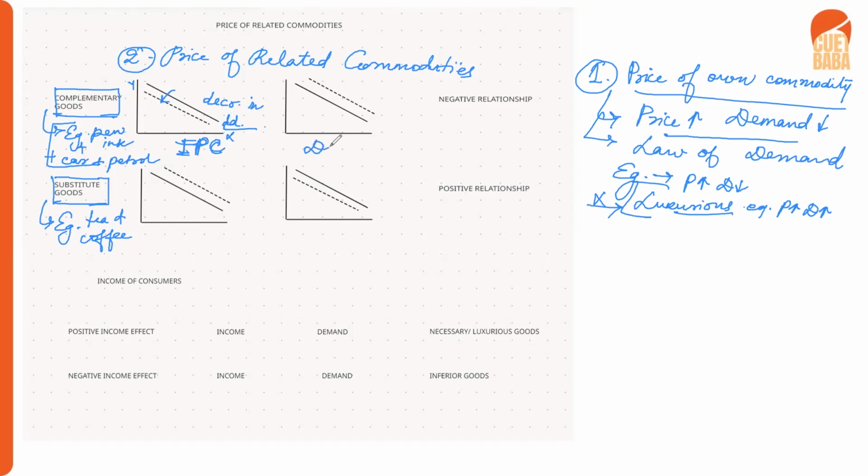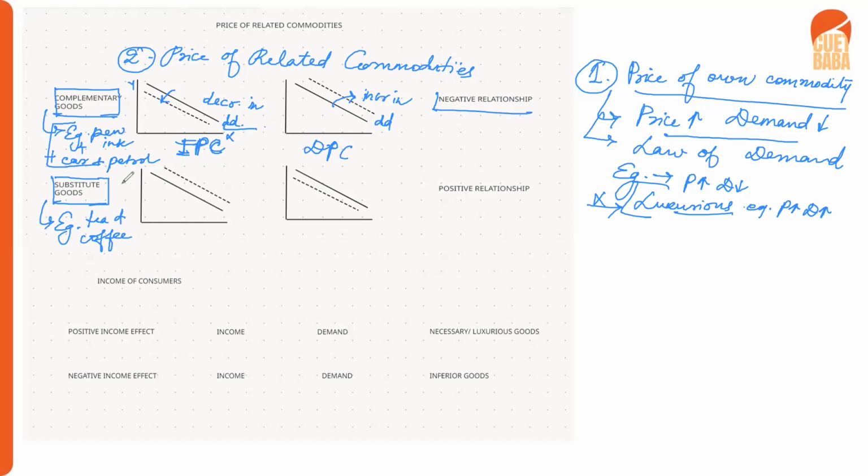At the same time, in another diagram where there is a decrease in the price of complementary goods, the demand curve shifts to the right. There we can find an increase in demand. So overall we can see a negative relationship of the commodities.